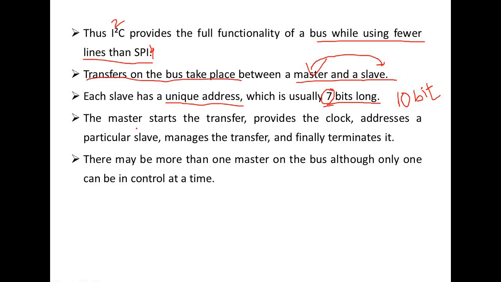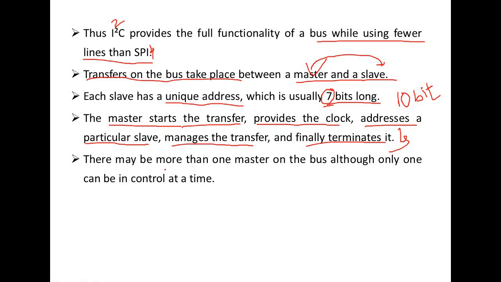And the communication between the master and slave is done in this way. First, the master starts the transfer and provides the clock. The master will always provide the clock and address a particular slave, and it manages the transfer and finally terminates it. This is how master and slave communicate in the I2C protocol.